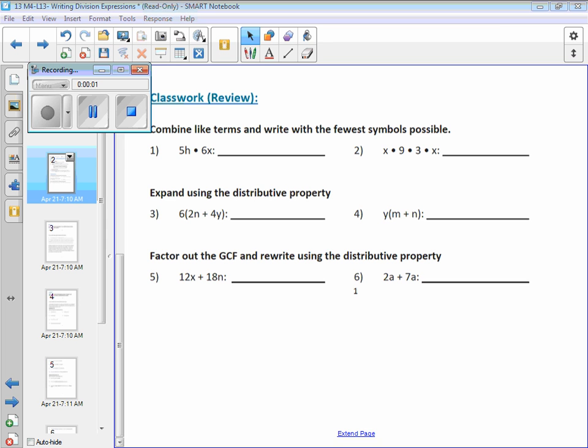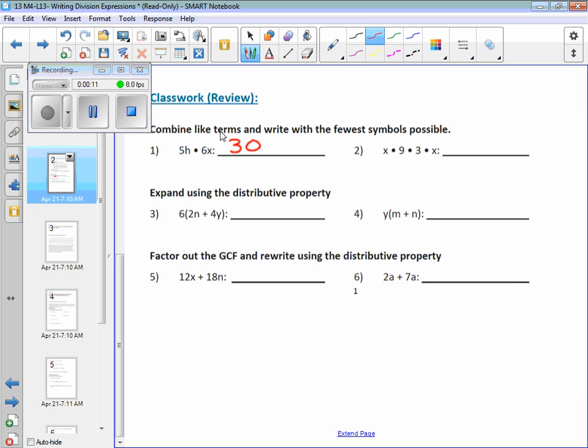Here's what I want you to do. Pick out the numbers in each term first, which are 5 and 6, right? Multiply it together. What do you get? 30. Write your 30. Then just take your variables, h and x, and put them in alphabetical order, and you're done. That's how you write that expression in the fewest numbers and symbols as possible.